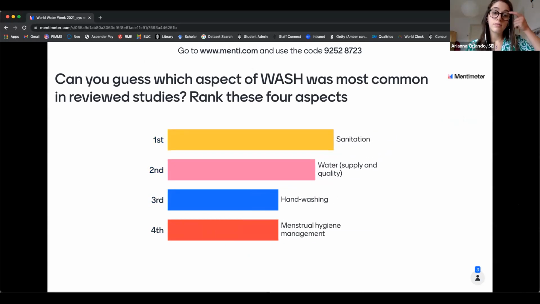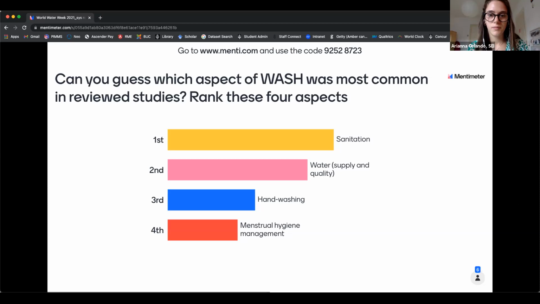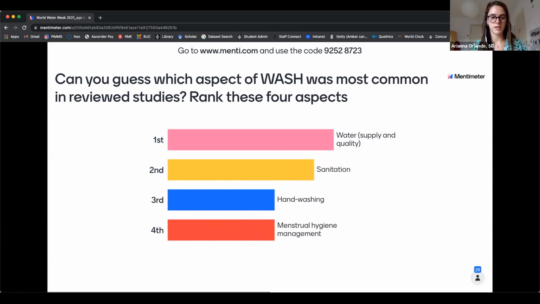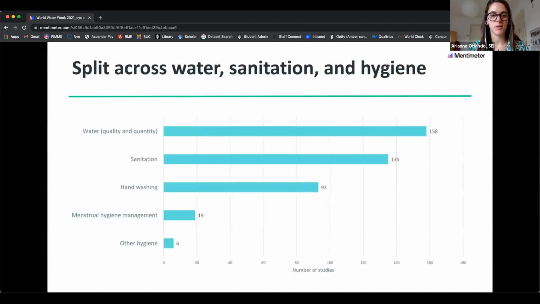Okay, so this is your, oh, it's still changing. Okay, so you ranked water supply and quality, it seems, first. Maybe we wait a second more and see if someone else is also typing an answer. Still moving. Okay, but I guess this is maybe the final answer. So maybe we can move to the next slide.